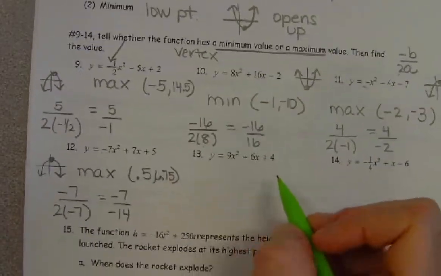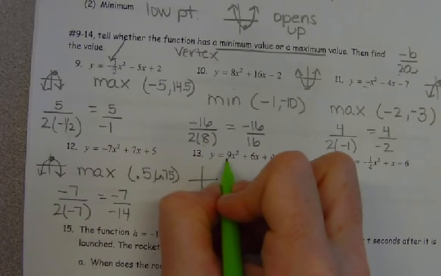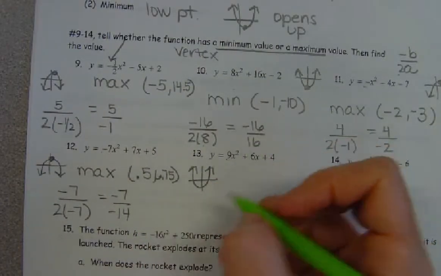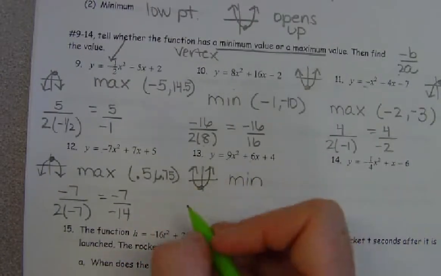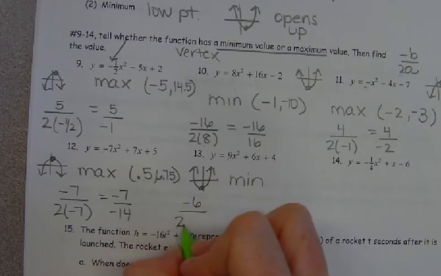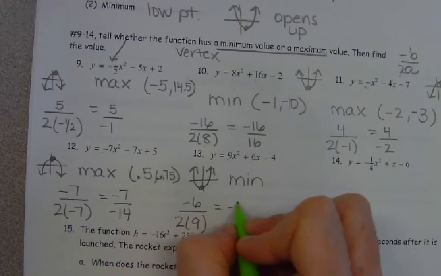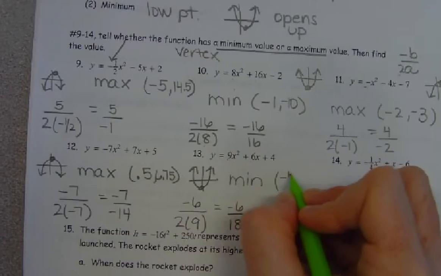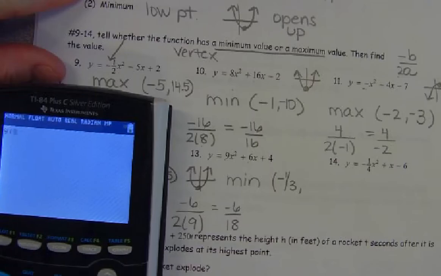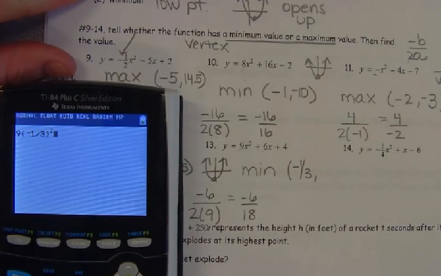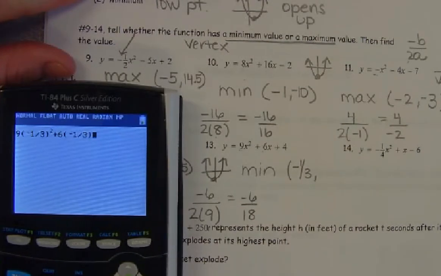Try our last two real quick. Because this opens up, it opens up because that 9 is a positive. Because it opens up, it has a min. So I have the opposite of b, which is negative 6, over 2 times 9. Negative 6 over 18 is a negative 1/3. And again, you could have written that as a decimal. So I go 9 parentheses, negative 1/3 squared, plus 6 parentheses, negative 1/3, plus 4, and it looks like my other value is going to be at 3.